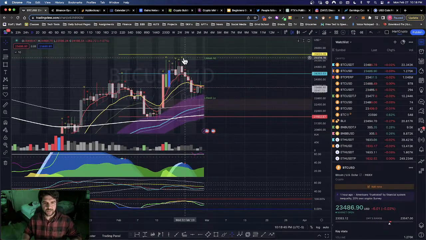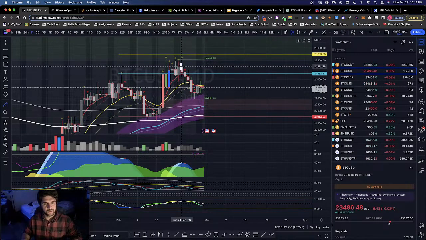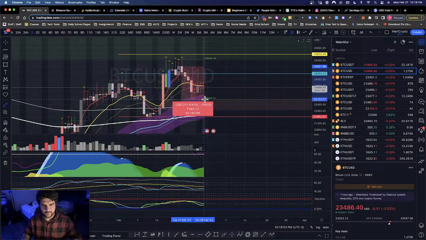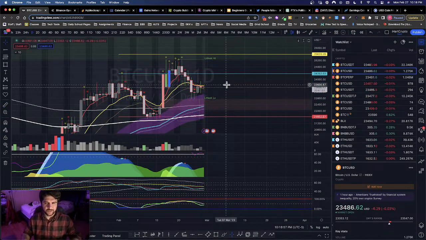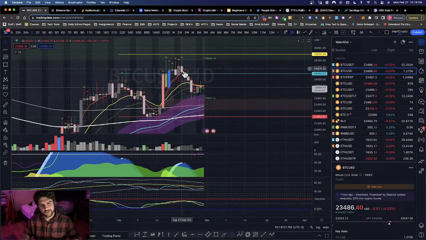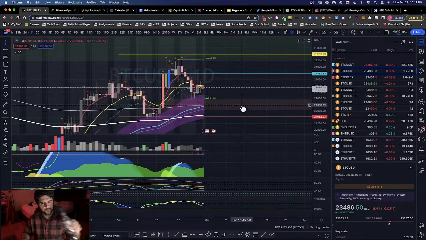But in essence, if you caught that move just from the close on the daily down to where you are now, 8%, dude, 10x leverage. 10x leverage on that, which isn't really a big deal. You made 80% on that move. That's a great move. It's a great, great move.